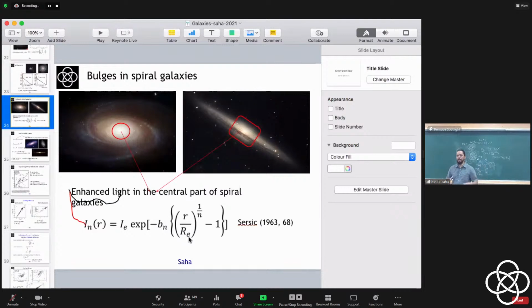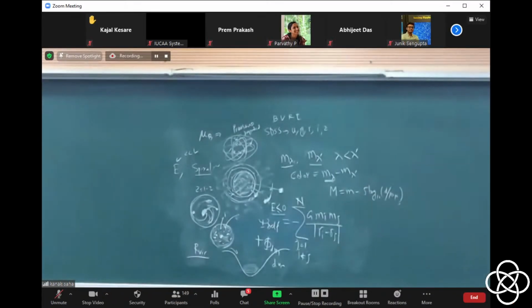Okay, it's like an effective radius. If you integrate this up to R equal to R_E, you will get the total light, and then you integrate up to infinity. So integrating from 0 to R_E and 0 to infinity, you will see the ratio of these two, and then you will get a sense of R_E there. R_E is called the effective radius of the galaxy. That is a relevant length scale in the problem.